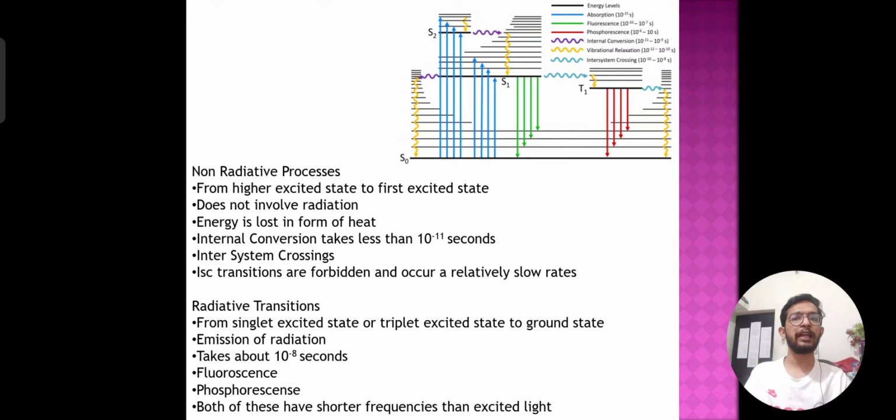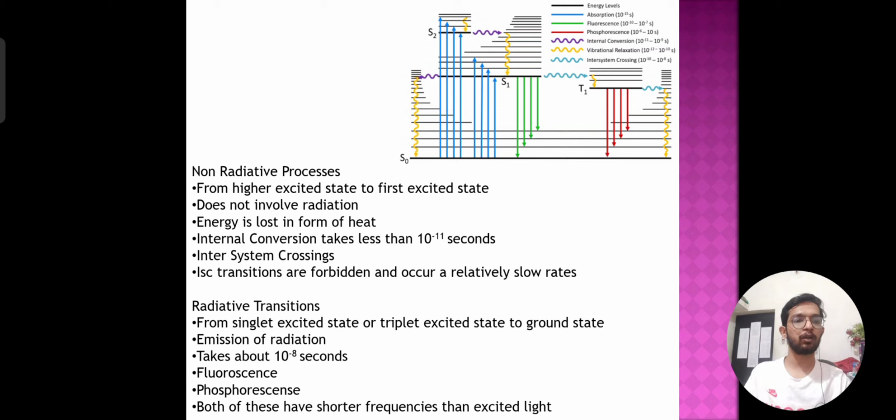Here, the energy of the activated molecule is dissipated in the form of heat through molecular collisions. This process is defined as the internal conversion process or IC, and it occurs in less than 10 raised to the power minus 11 seconds. Now, the molecule may also lose energy by another process known as intersystem crossing or ISC, which involves transition between states of different spin, that is, different multiplicity, for example from S2 to T2 or S1 to T1.